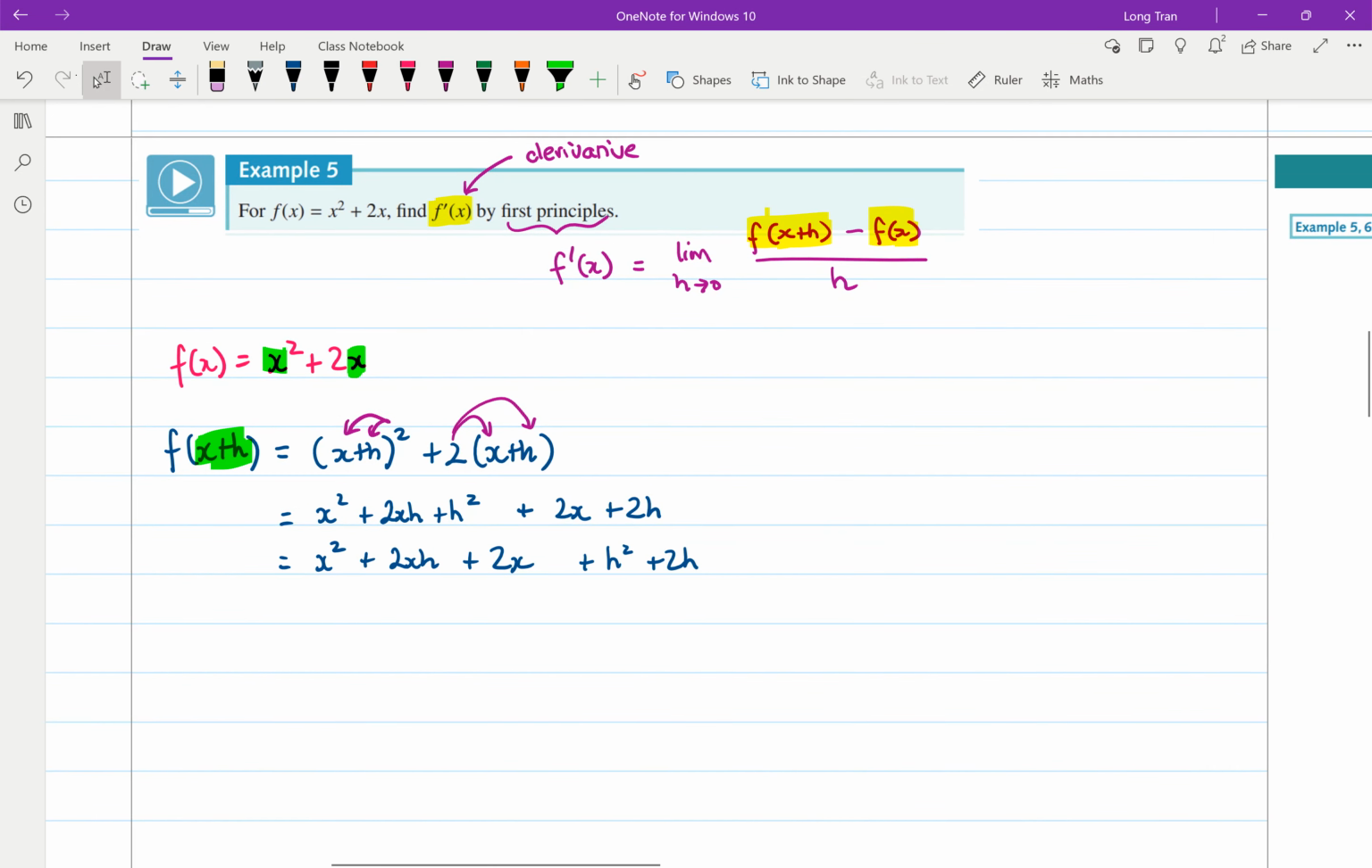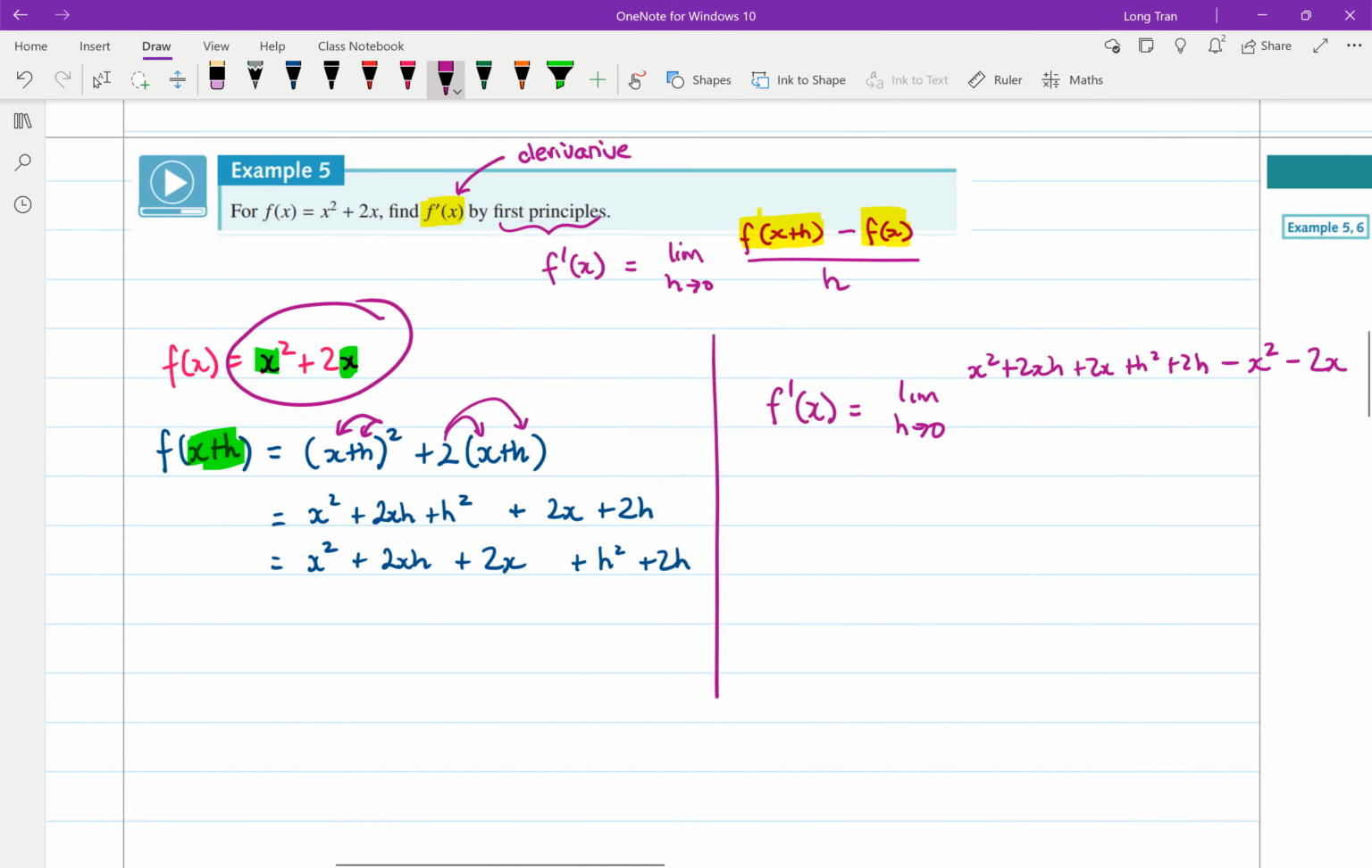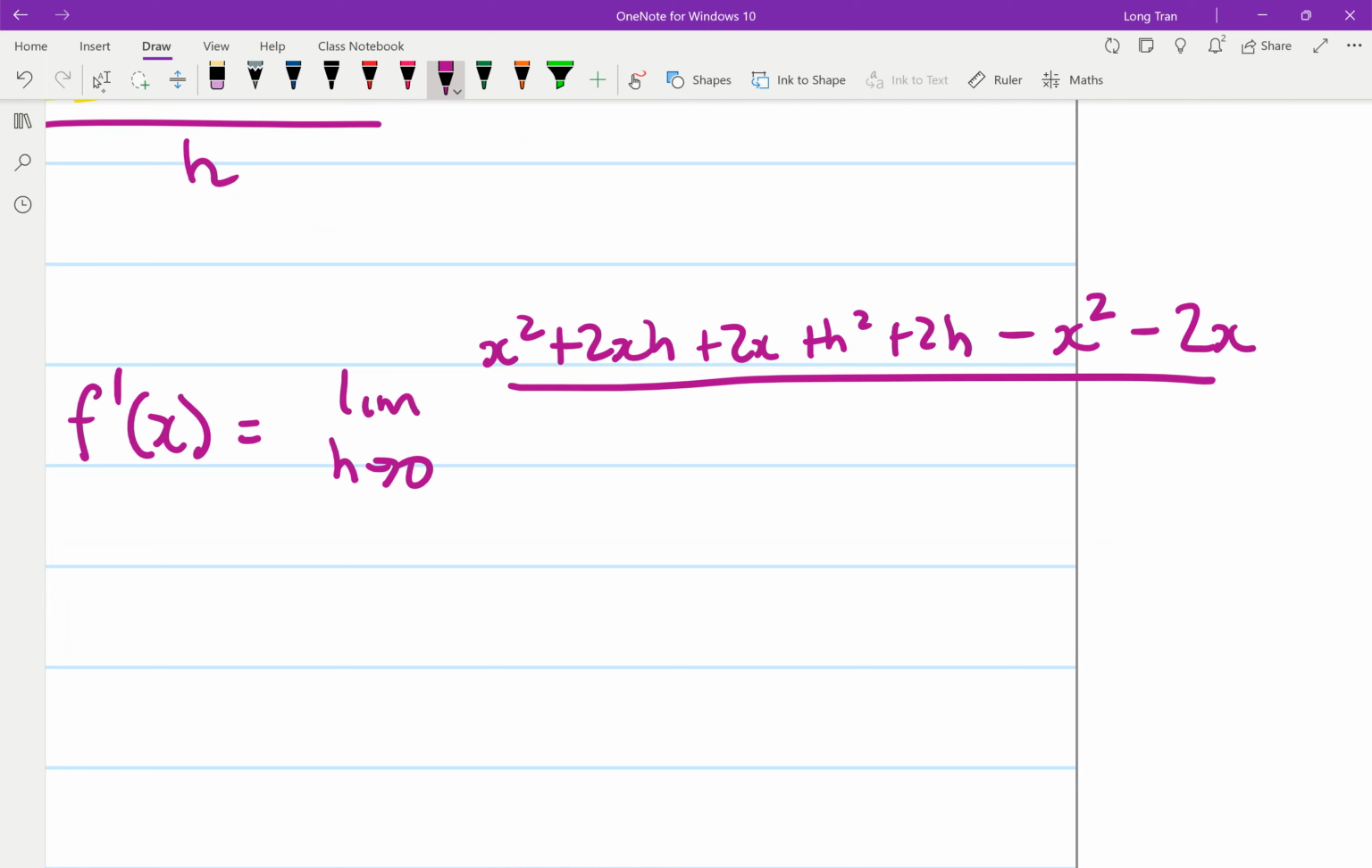Let's put it all together now. According to the rule, f dash of x is equal to the limit of h approaches 0. F of x plus h, we've now got x squared plus 2xh plus 2x plus h squared plus 2h. We're minusing f of x. And what was f of x? F of x is over here. That was x squared minus x squared. And don't forget, you're also minusing the 2x, because you're minusing every single term. So all of this is over h.